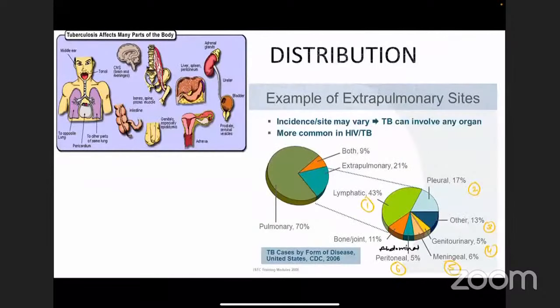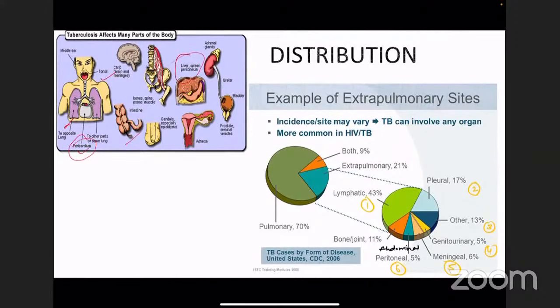Here I have shown one picture. There is one man with different organs getting involved with tuberculosis. The organs which can have tuberculosis are the lungs, the heart, its pericardium, the opposite lung, the tongue, tonsil, CNS, appendix, intestine, genitals, adnexa, liver, spleen, adrenal, anything can get involved.